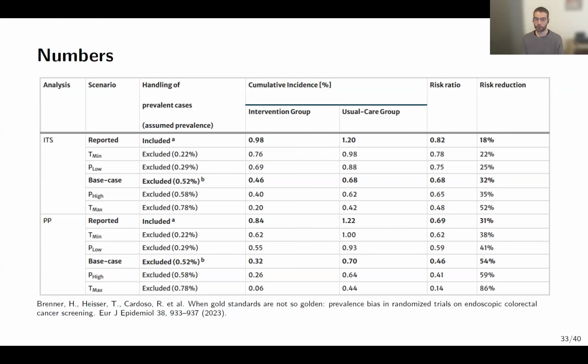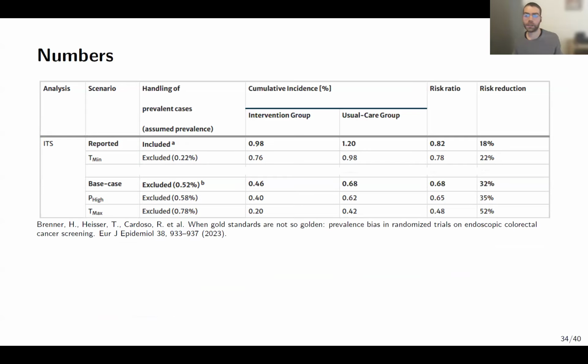So here, this is the table from the paper from Brenner and colleagues in the European Journal of Epidemiology 2023. I will explain it in a minute, but for now, the only thing I will say is that we focus on this part, the intention to screen analysis, and we drop this second line because I believe there is a typo in it, just to avoid distraction. So this is what the authors did. In the first line, you can see the results reported from the Nordic trial.